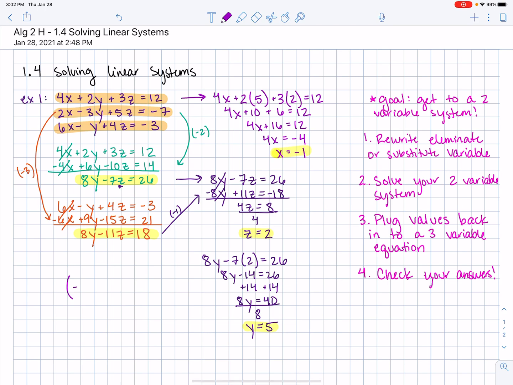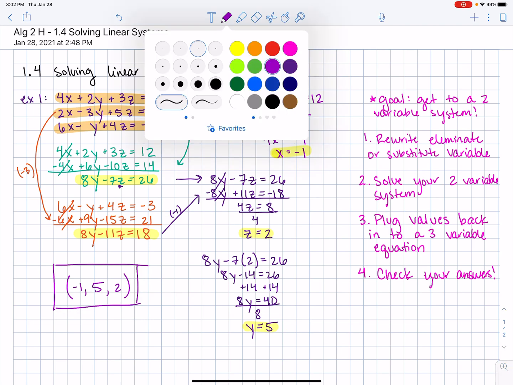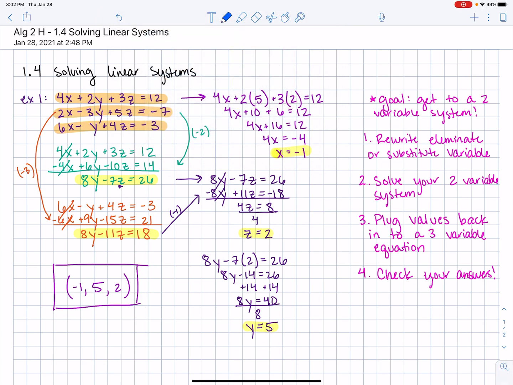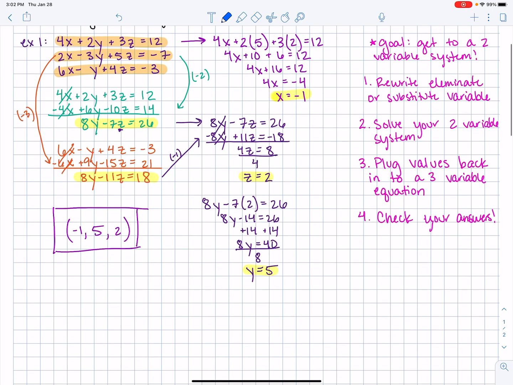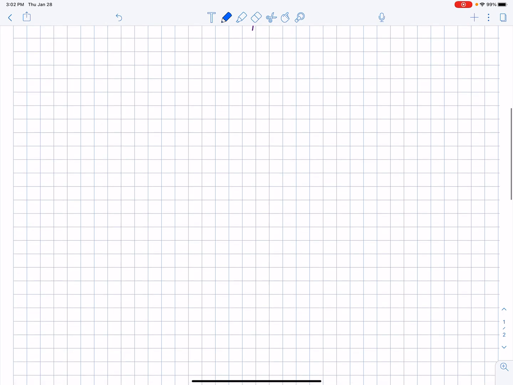So you need to write it in your ordered triple. So x is negative 1, y is 5, and z is 2. And I'm going to box my final answer. And just like that, we solved a 3 variable system. All right, please be methodical about these. They have a tendency to trip some people up. If you miss a negative and you go back, you got to redo all the stuff involved with it. So I've got one more example for you.